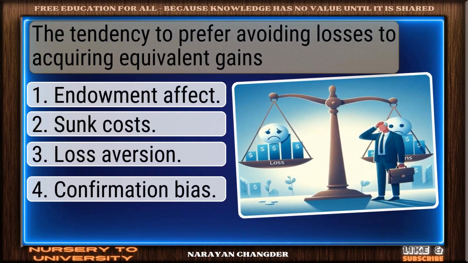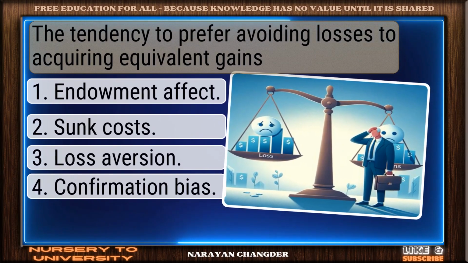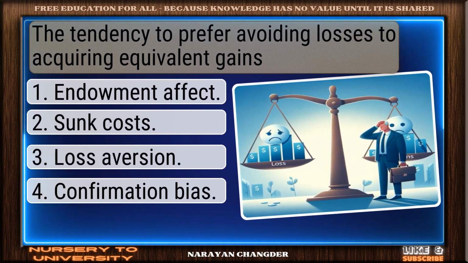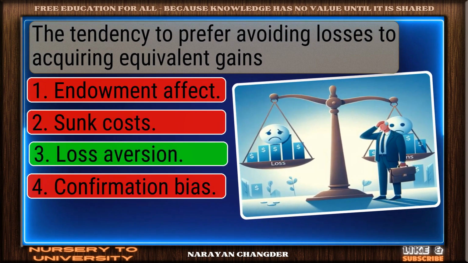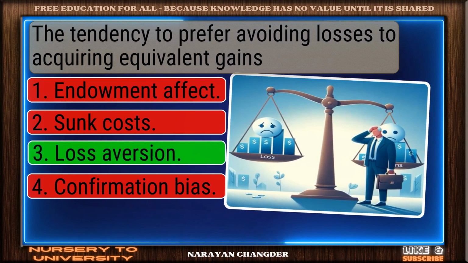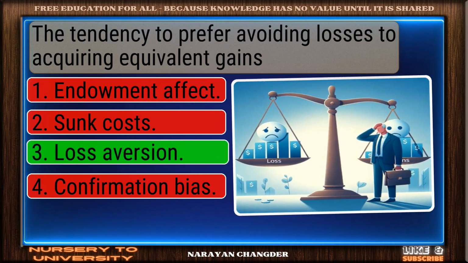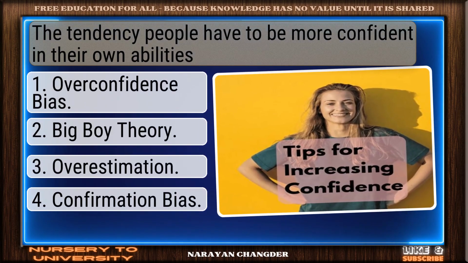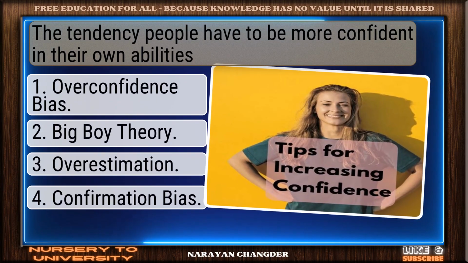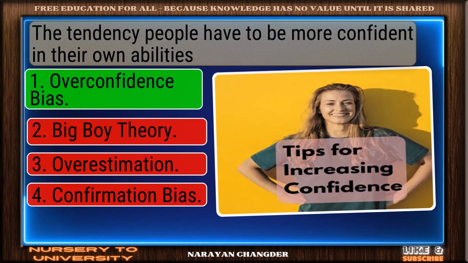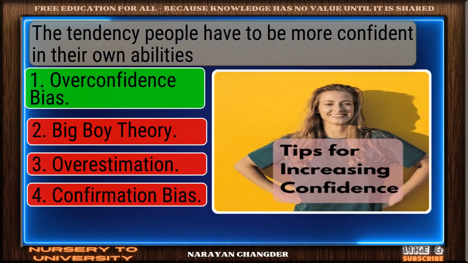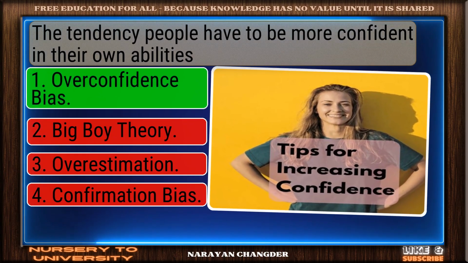The tendency to prefer avoiding losses to acquiring equivalent gains. You chose loss aversion, and it is correct. The tendency people have to be more confident in their own abilities. Excellent choice. Overconfidence bias is the right answer.